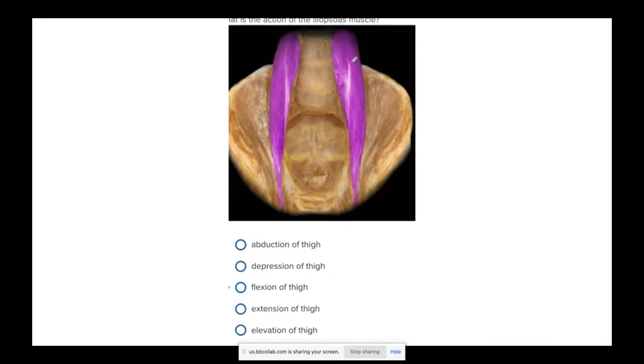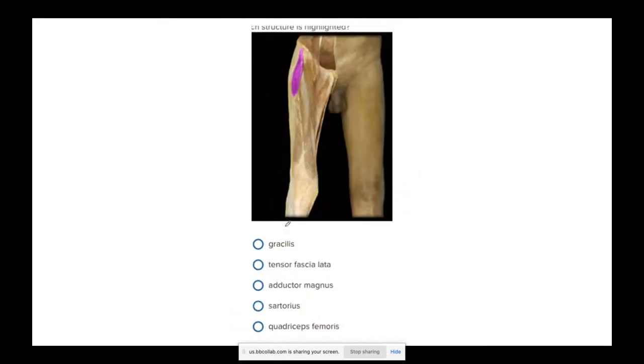So this purple one is psoas major, but here it's asking what is its action. Is it going to abduct the thigh? No. Is it going to depress the thigh? No. Is it going to extend the thigh? No. Is it going to elevate the thigh? No such action as elevation. Flexion, extension, abduction, adduction, those are reasonable actions. So that's your primary hip flexor. So that's the best answer.